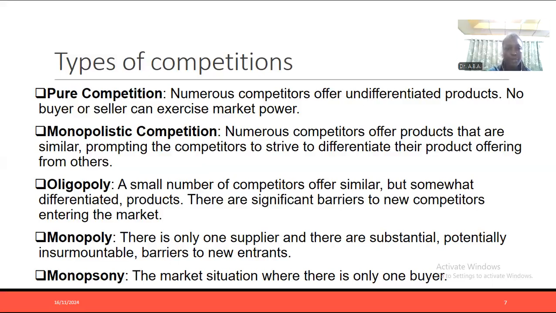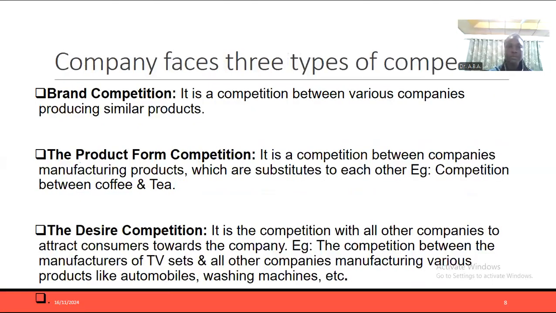Then we have the monopoly, where you have only one supplier. All right, and you have a lot of substantial buyers. Okay, but there's only one supplier. So what happens here is that there are factors that make it difficult for other business organizations to enter the market and do the same thing. Okay. Then you have the monopsony, where there's only one buyer. Okay. So in that case, there's only one buyer, and then you have several suppliers.